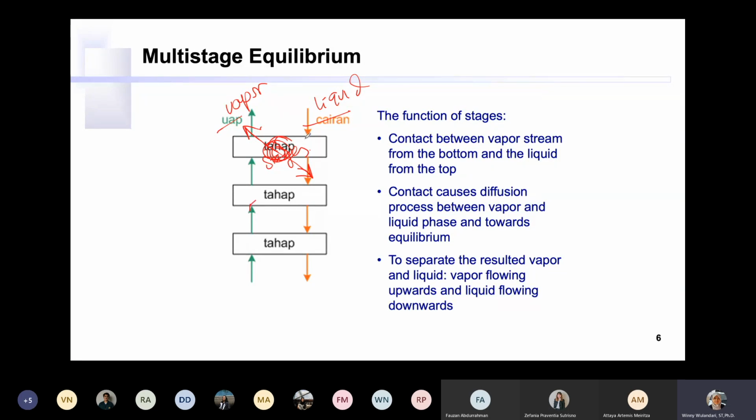Okay, and then we see another stage here where we got vapor from downstream, and we have liquid there. We contact them together to cool down this vapor in order for it to be two phases again. After equilibrium, the vapor will go into the vapor phase and the liquid will flow downwards. Yeah. So the contact causes a diffusion process between the vapor and the liquid phase towards equilibrium. And to separate the resulting vapor and liquid, because the resulting vapor and liquid, of course, have different phases, the vapor will flow upwards and the liquid will flow downwards.